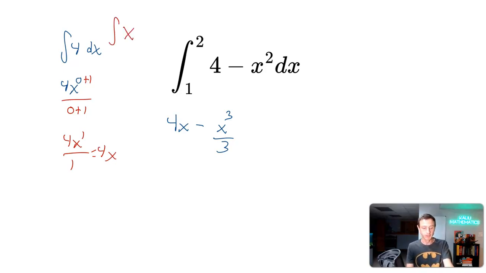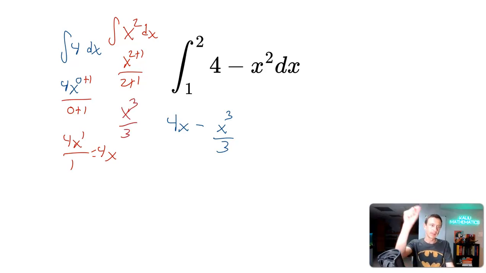Then for x squared, I'm integrating x to the second, that would be x to the 2 plus 1 over 2 plus 1. So you get x to the third over 3. We're just adding 1 to that exponent and dividing by that number. And then we are going from 1 to 2 here, so we have to have those bounds, 1 to 2.